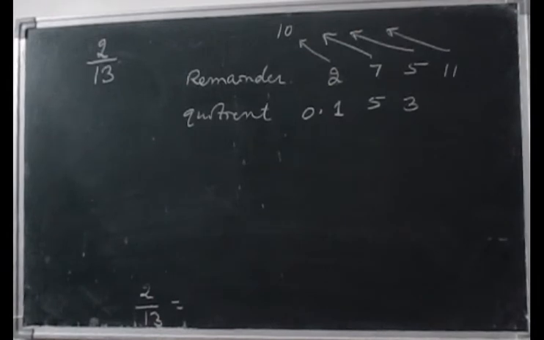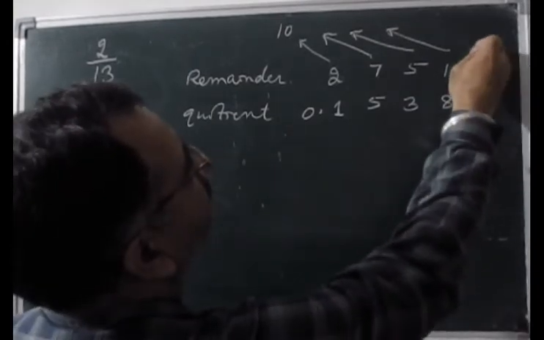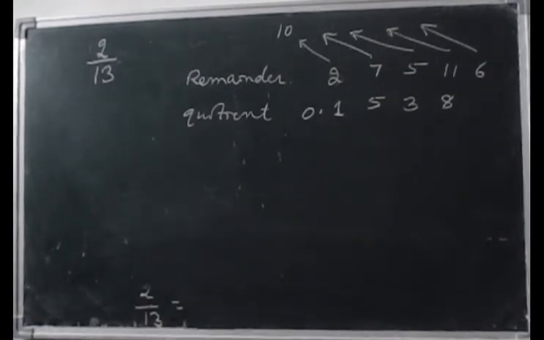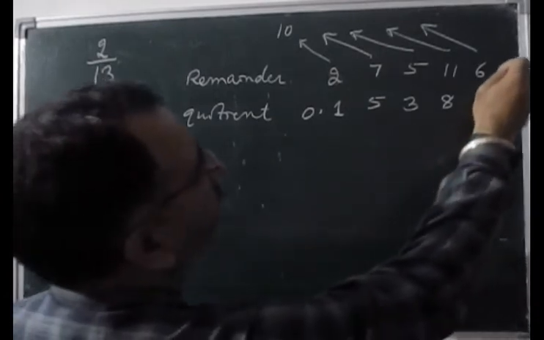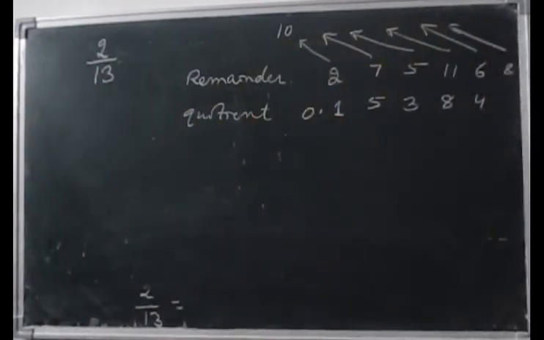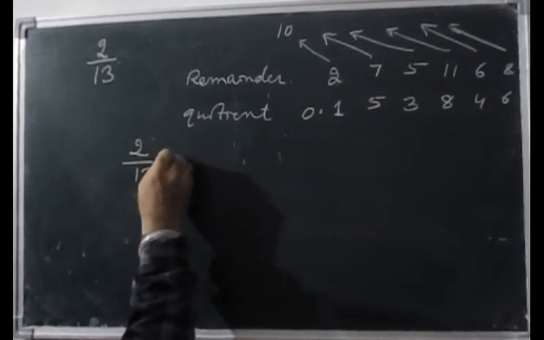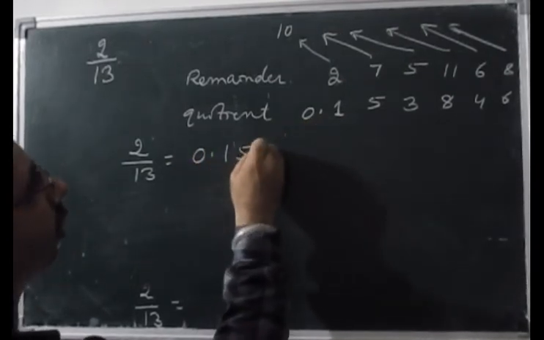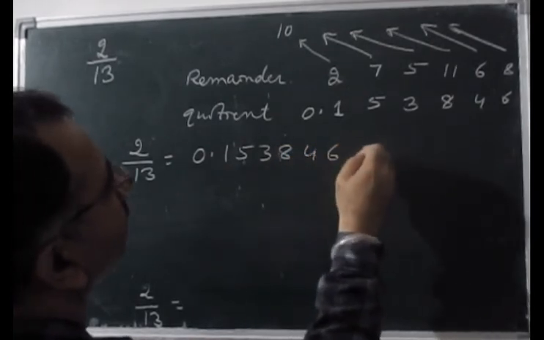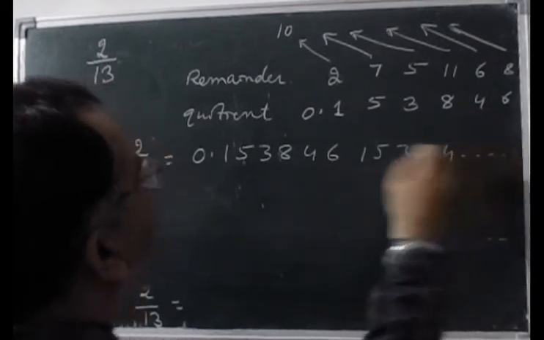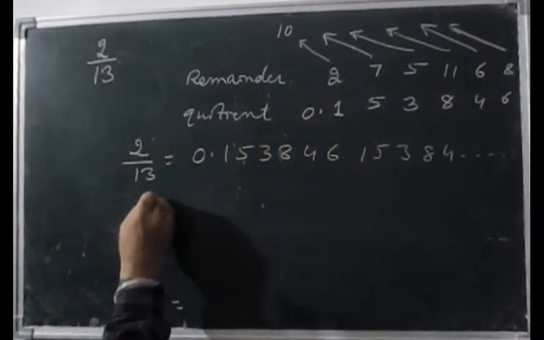11 tens are 110. 13 eights are 104. We get remainder 6. 6 tens are 60, and 13 fours are 52. Remainder is 8. 8 tens are 80, and 13 sixes are 78, and we get 2. So 2 is already here, so we don't need to write 2 again. So my answer is 2 by 13 is this thing, 0.153846153846.